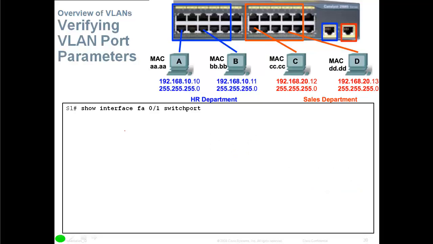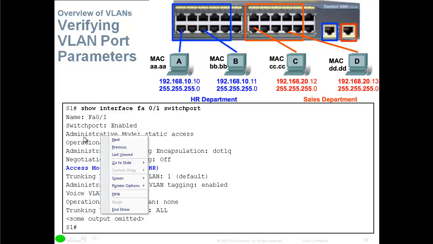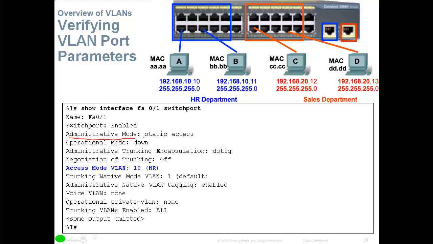Show interface Fa0/1 switchport is a great command. This is going to show you quite a lot of information, and we're going to revisit this command when we talk about trunking. But at the moment, it's telling us that it's accessing VLAN 10, or the HR. And we can see the administrative mode here, this is very important. The administrative mode is static access, whatever we have configured. Port 1, because there's nothing connected to it at the moment, the operational mode is down. So there's nothing connected to it, but it's on VLAN 10.